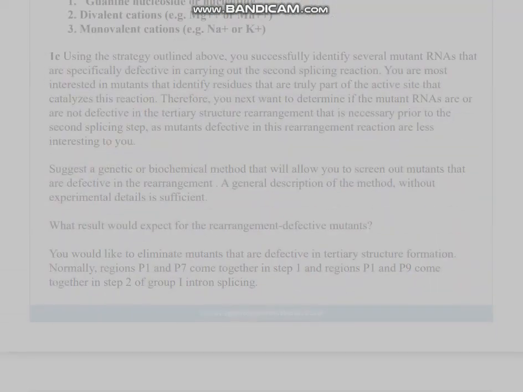1. Guanine nucleoside or nucleotide. 2. Divalent cations, e.g. Mg++ or Mn++. 3. Monovalent cations, e.g. Na+ or K+.